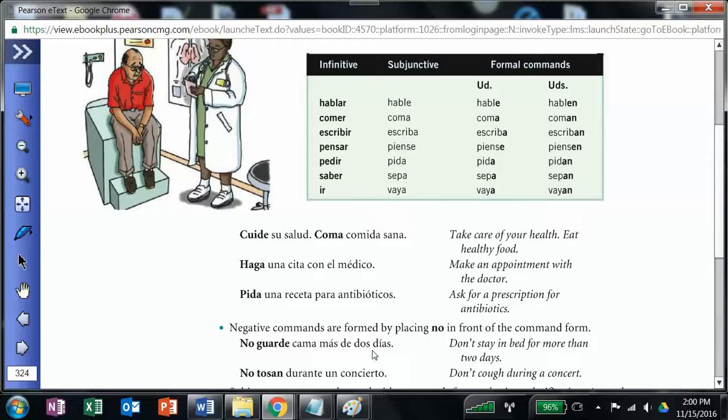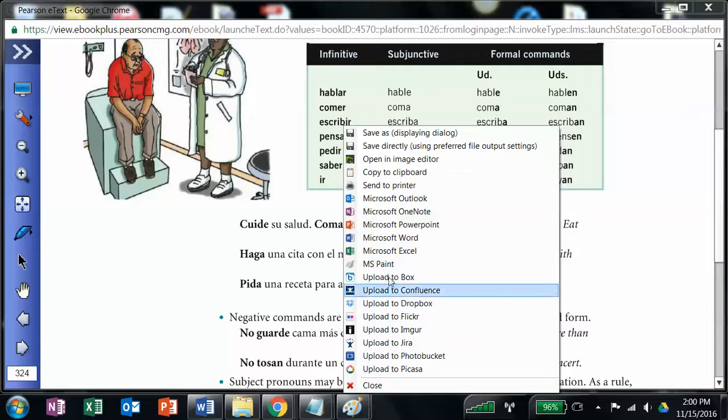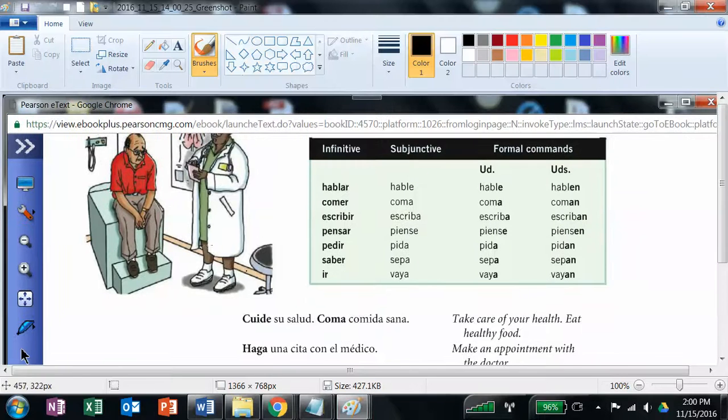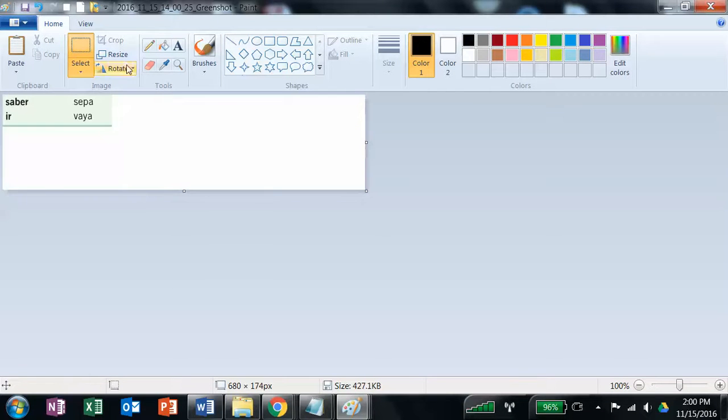Okay, so I'm going to go ahead and talk to you about tú commands, the informal commands. But before I do, there are two irregular usted commands that you should be aware of, saber and ir. Okay, so these are the commands for saber and ir in the usted form.